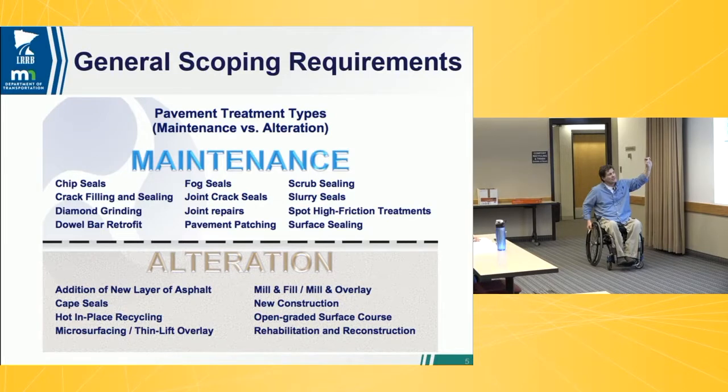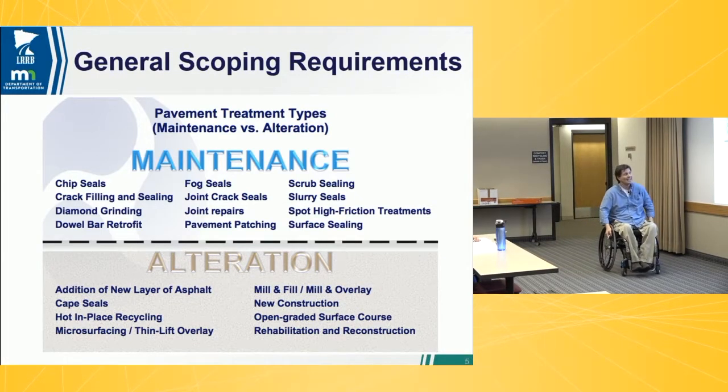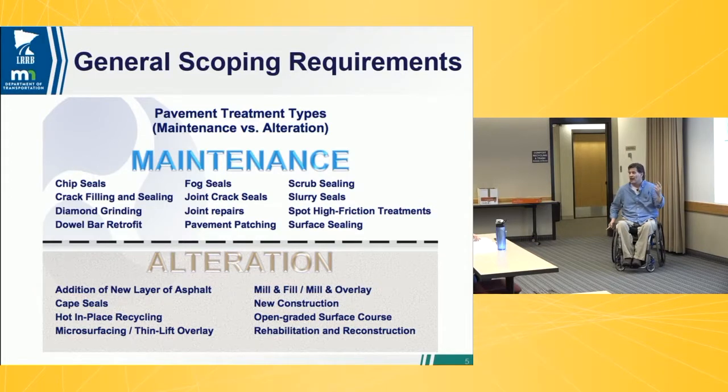dowel bar retrofits, fog seals, joint crack seals, joint repairs, pavement patching, scrub sealing, slurry seals, spot high friction treatments, and surface sealing. All of those things do not require curb ramp upgrades. The lower ones are what they call alterations. Any additional layer of new asphalt, that's a case that went to settlement and court hearings, so that's pretty clear. Anytime you're doing a mill and overlay, you have to upgrade your curb ramps.